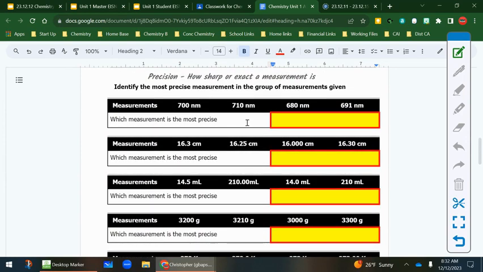Now, which of these measurements is the most precise or the sharpest? So now you're looking at these four measurements and you're comparing their precision. Just the four of them. Which one is the sharpest? You write it in this box. So for this one, which one of these four numbers is the sharpest? Not the closest. We have no target that we're going for. Which one is the sharpest measurement? 700 nanometers, 710 nanometers, 680 nanometers, or 691? 691 nanometers, because it goes to the ones place.